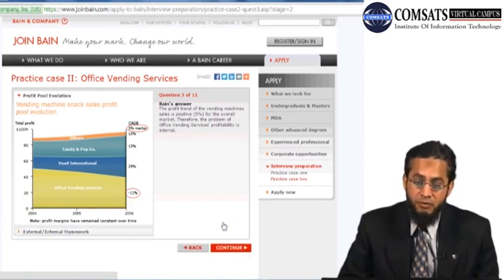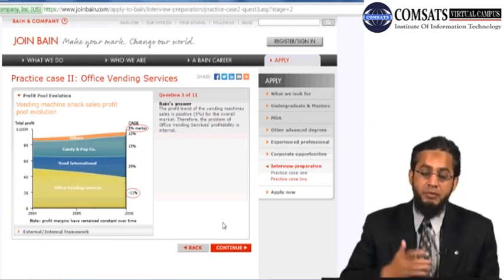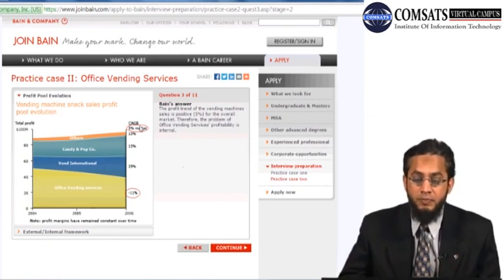Bain's answer: the profit trend of the vending machine sales is positive for the overall market. Therefore, the problem of office vending services profitability is internal. From there we come to know that overall this is 5% over here. The profit trend of the vending machine sales is positive.